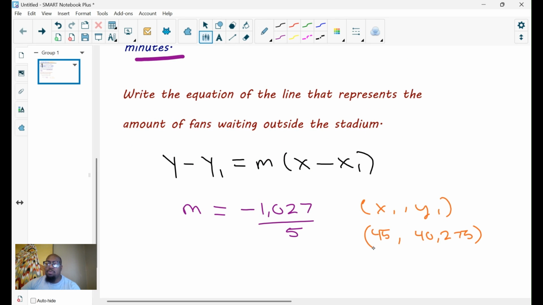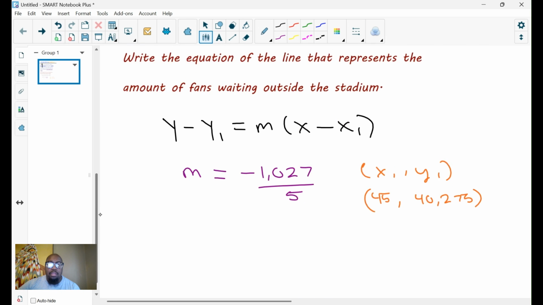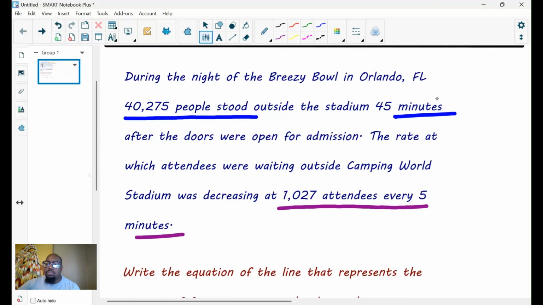Now some of y'all might be asking, well, Pandy, wait, hold up. How can we know that 45 is going to be the x and that the 40,275 is going to be the y? Well, let's look at it from a graphical standpoint. Okay. So from a graphical standpoint, I'm just going to draw a simple graph over here off to the side. Okay. So let's say we were talking about a situation right here. So let's say right about here is about 45 minutes after the doors open. And let's say we are right here, okay? So this represents the 40,275, okay?